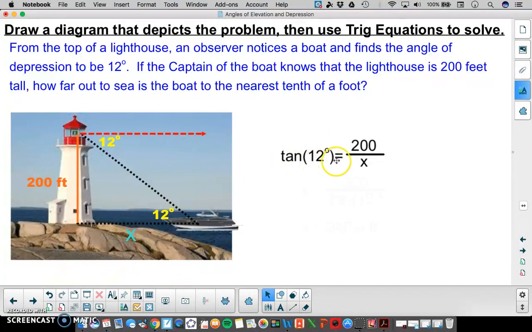So tangent of 12 degrees equals 200 over x. We would multiply by x and then divide by tan of 12 degrees. So x is going to be equal to 200 divided by tan of 12 degrees. Therefore, the boat is approximately 940.9 feet out to sea.